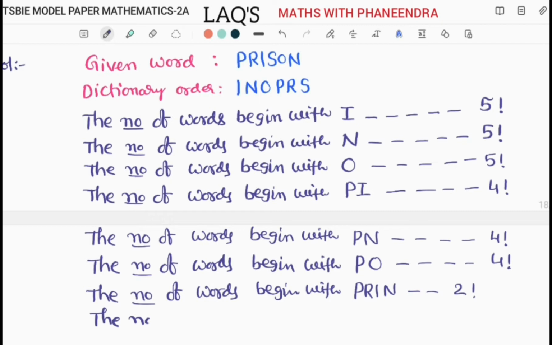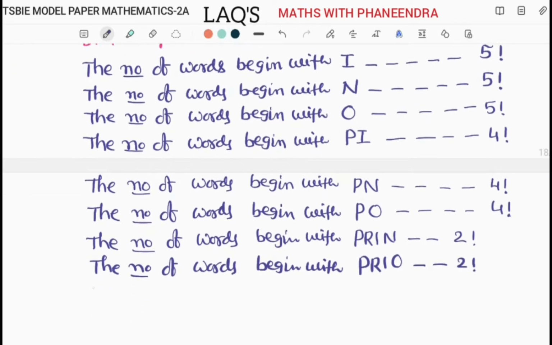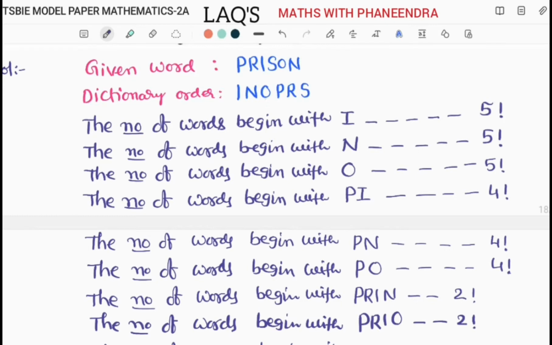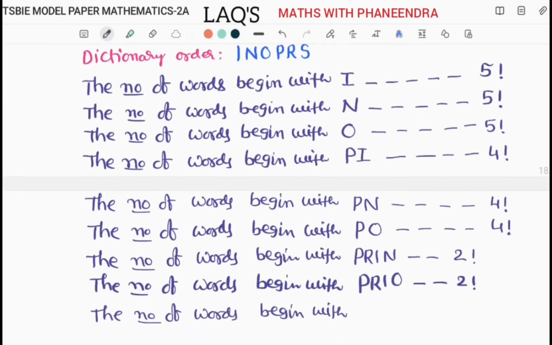Next, the number of words begin with PRIO. So this can be done in 2 ways. PRIO is already over, no? So PRIS is there already. If you start with again PRISN, PRISN will be there. So begin with PRISN. Only one letter is pending, so that one letter can be arranged in 1 factorial way.